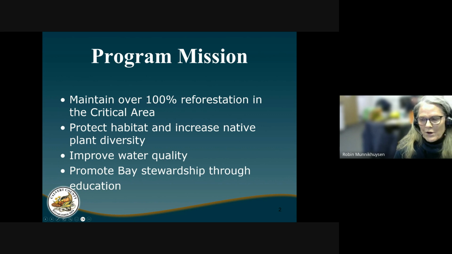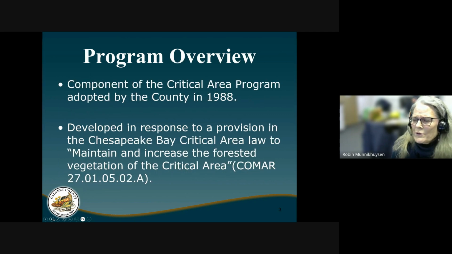I use the program also as an outreach tool to educate property owners on the value of good bay stewardship. I'm going to go through this overview real quickly and then get to some examples at the end of some of the projects that we've used the fee in lieu money for.